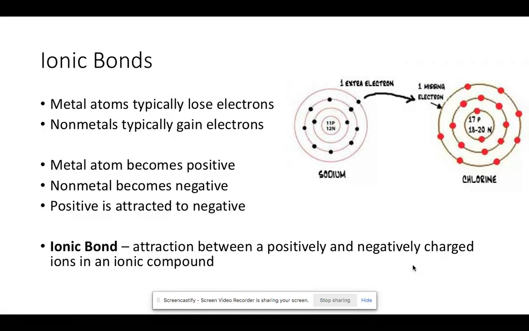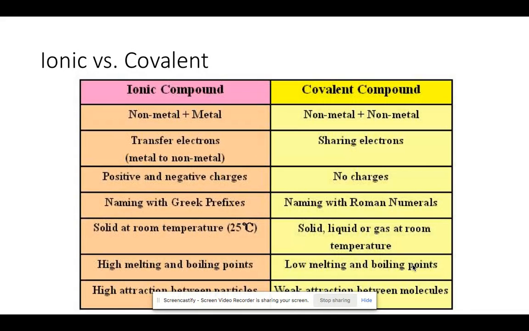So in ionic bonds, metals, remember, typically lose electrons. Nonmetals typically gain electrons. So your metal atom becomes positive, your nonmetal becomes negative, and that positive is attracted to the negative, creating our ionic bond. So that's the attraction between a positively and a negatively charged ion in an ionic compound. So ionic compounds tend to be between nonmetals and metals. Please make sure you copy this chart. They transfer electrons, or give from the metal to the nonmetal, and create positive and negative charge.